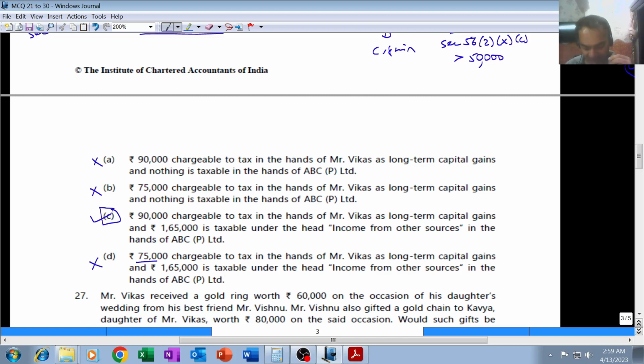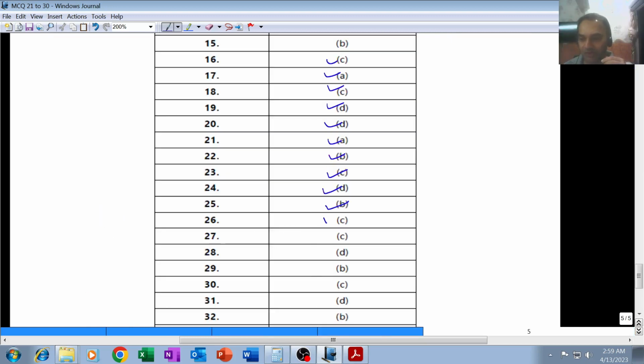Correct answer is C. Let's check what the Institute's answer is. Our answer is C. The Institute's answer is also C. That's it. With that, this MCQ comes to an end.